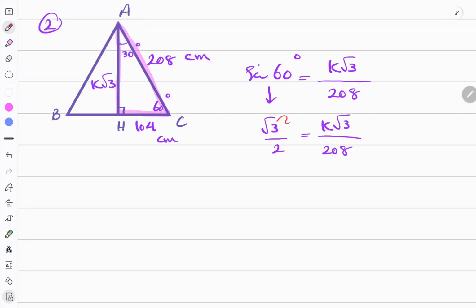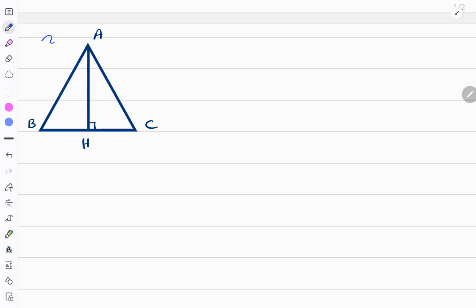Now I can simplify or cancel out the square root of 3. So in order to find k, we can divide 208 by 2. And the answer is 104 for k. And this was the second strategy, using trigonometry. Okay, last but not least is the third strategy.